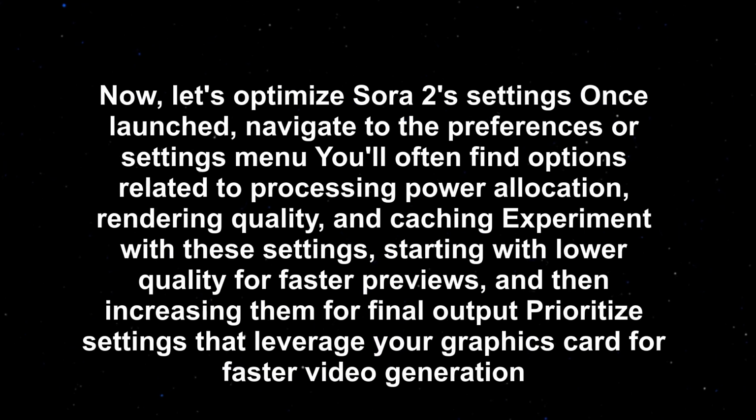Now, let's optimize Sora 2's settings once launched. Navigate to the Preferences or Settings menu. You'll often find options related to processing power allocation, rendering quality, and caching. Experiment with these settings, starting with lower quality for faster previews, and then increasing them for final output. Prioritize settings that leverage your graphics card for faster video generation.